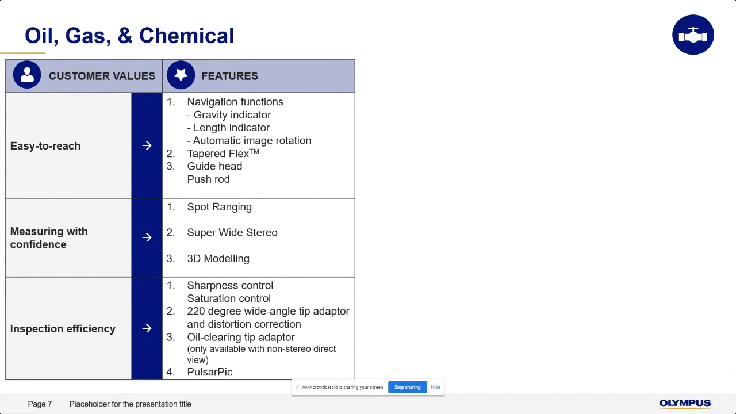Inspection efficiency, sharpness control, and saturation control. This helps you change how sharp you want the image. I personally enjoy just the sharpest image possible. And saturation has an effect and can change colors such as reds and blues for corrosion and heat affected zones. We've seen the saturation control being very useful in those environments.